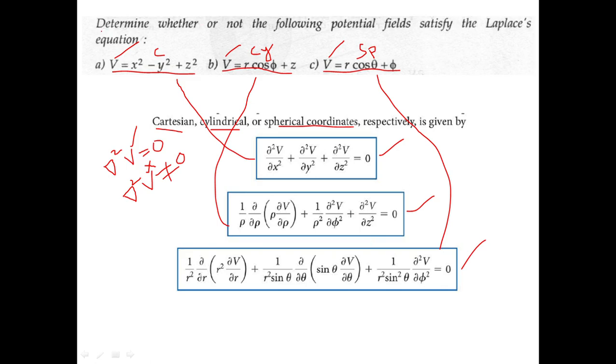One more important thing to note here is that they have directly asked whether the potential fields satisfy Laplace equation or not. In some questions they'll give the same problem and ask you to determine whether the given fields are free of charge. That means rho v should be equal to 0. In Laplace equation rho v is equal to 0, that is why we get del square V equal to 0. So in both cases you have to check for Laplace equation itself, right? If del square V is equal to 0, it means that it is free of charge, right?